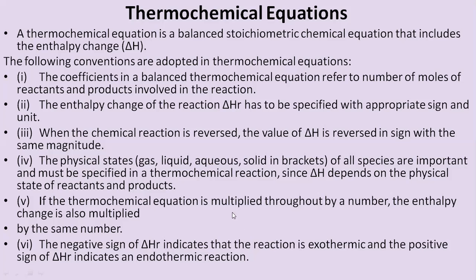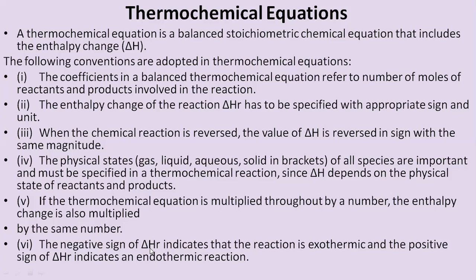If a thermochemical equation is multiplied throughout by a number, the enthalpy change is also multiplied by the same number. So whatever number we multiply the reaction by, throughout the reaction we have to follow the same. So a thermochemical equation should have all these steps.